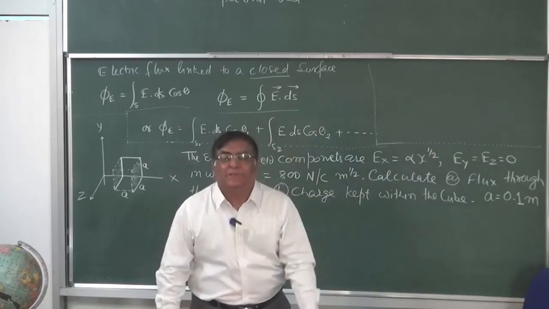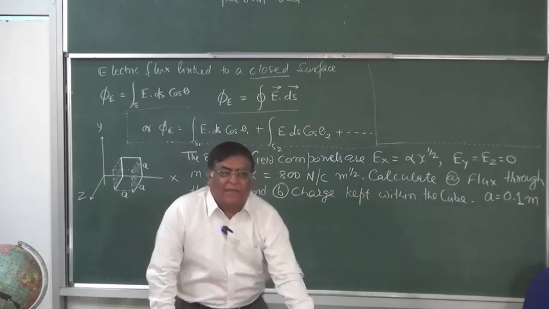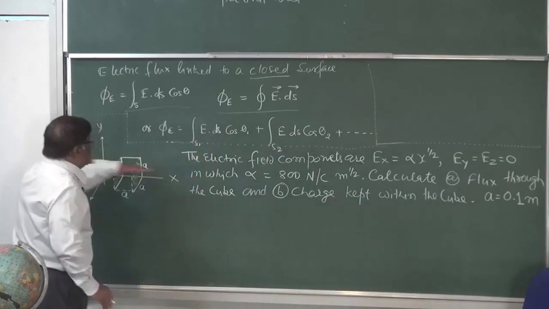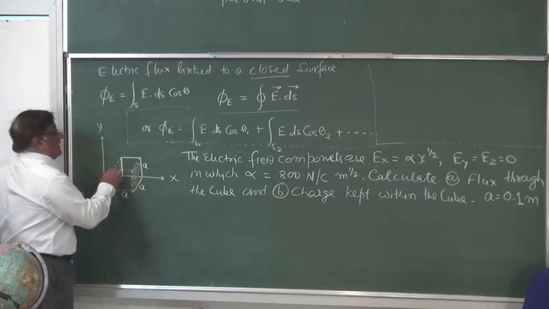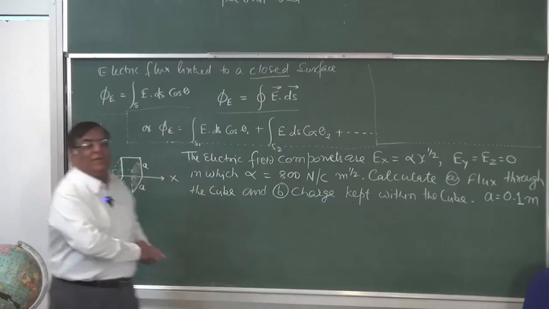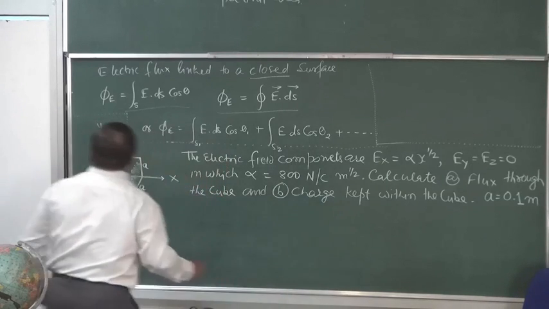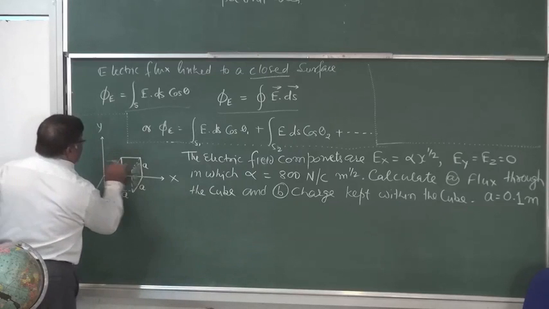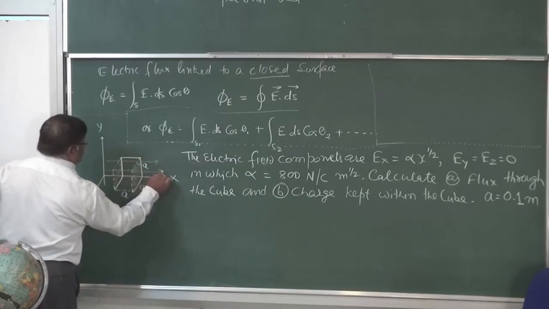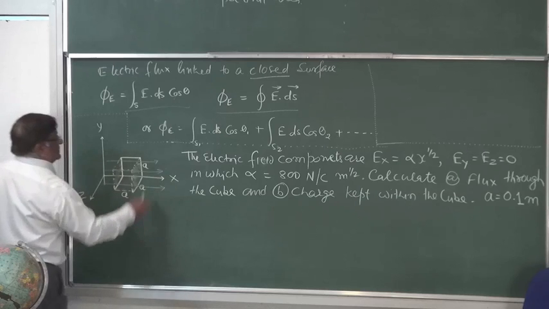क्या पता लगा हमको? E सिर्फ किस डायरेक्शन में? x. And what is that x direction? This is the x direction. यानी यहाँ पर E कैसा है? Only in the x direction. So this is indicator of E. Yes.